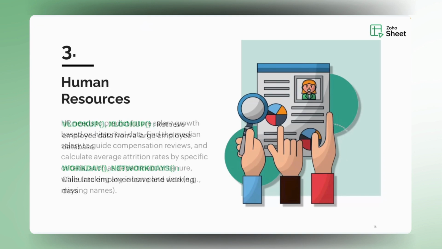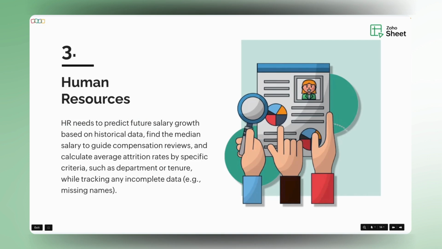Now, let's say the HR team needs to predict the future salary growth based on historical data, find the median salary to guide compensation reviews, calculate average attrition rates by specific criteria such as department or tenure, and while tracking any incomplete data, for example, missing names. Rohit, what are the functions that are useful for the HR team based on the examples that I provided?